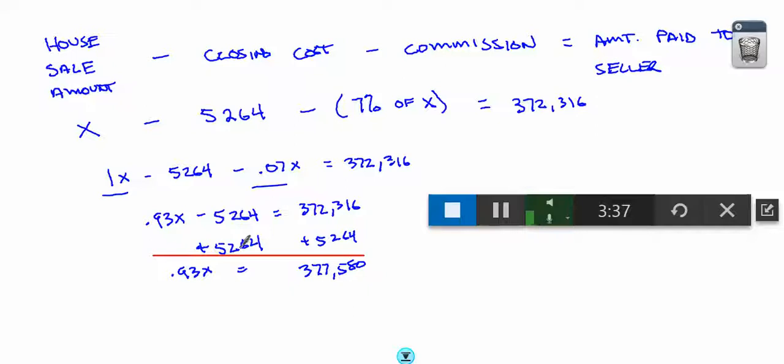And then to find x, all I'm going to do is divide both sides of the equation by 0.93. The reason is because 0.93, or 93%, is multiplying the x, and we basically undo that in order to eliminate the 0.93 and get x by itself. We perform the opposite operation, and the opposite operation of multiplication is division. And what you do to one side of the equation, you do to the other.